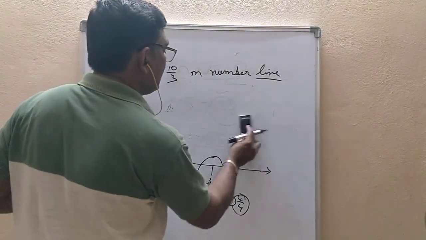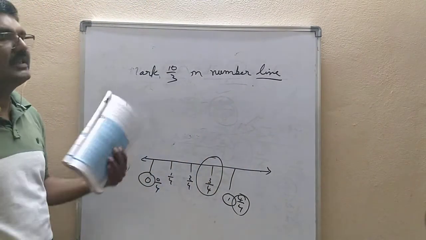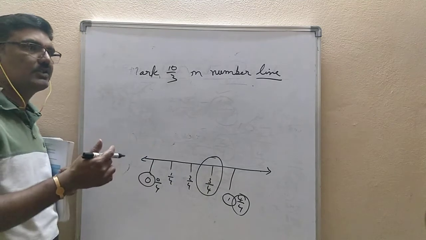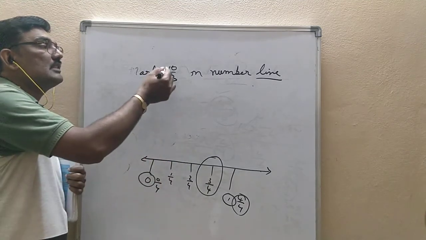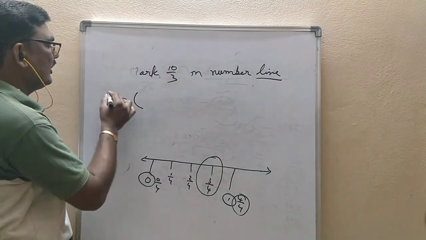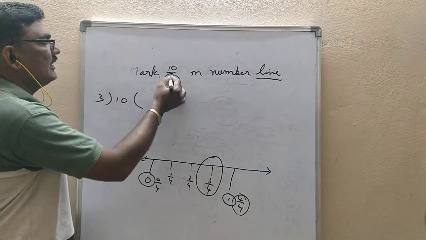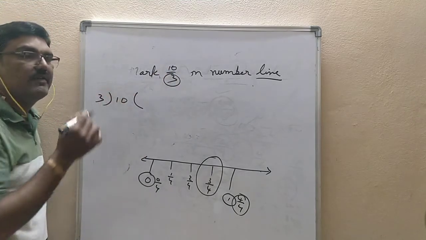So this 10/3 is which fraction? The numerator is greater than the denominator, so it is not a proper fraction. I said proper means it lies between 0 and 1. It is an improper fraction. For an improper fraction, first do division. 3 is in the denominator, so 3 is the divisor. 10 is in the numerator, so 10 is the dividend.